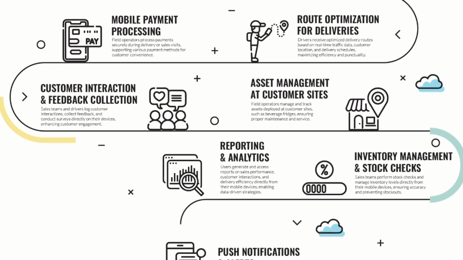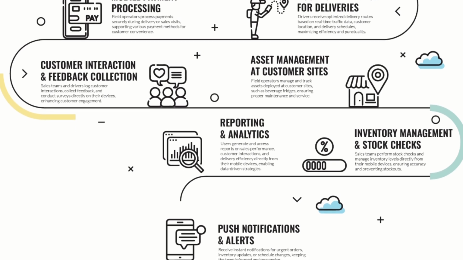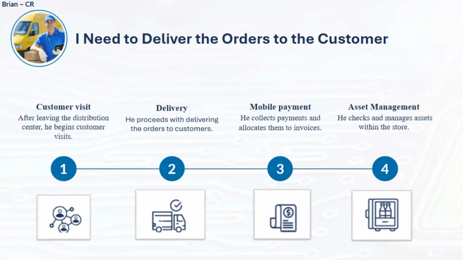The customer representative is the key persona responsible for these field operations. The customer representative is an order taker, delivery man, collector, and asset checker. After leaving the distribution center, he begins customer visits. During these visits, he delivers the orders directly to customers. As part of our scenario, he will collect payments from the customer. Additionally, he will check and manage the assets within the store.